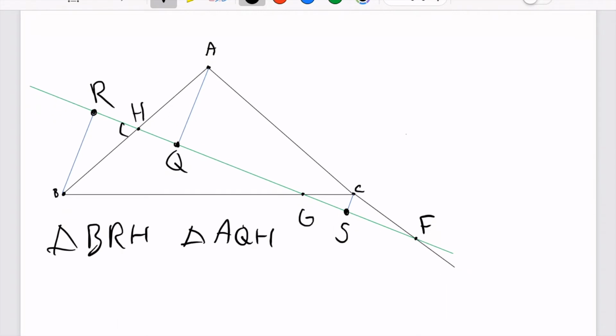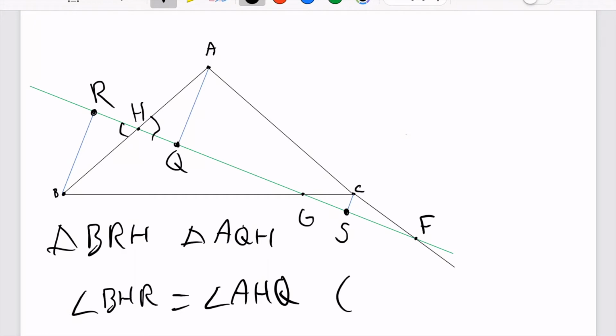Okay, now let's see what we can find in common. We can see these two angles, which will be angle BHR and angle AHQ. You can see those are vertical angles because they're formed by two intersecting lines. So those are equal because they are vertical angles.